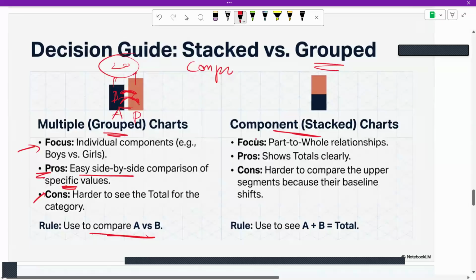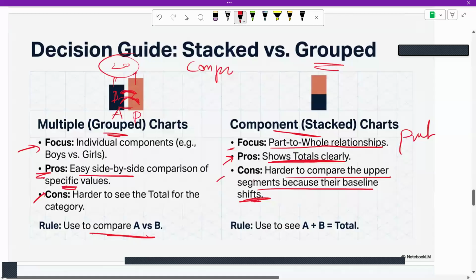A component stack chart focuses on the part to whole relationship. It means the proportion. If you want to find out the proportion, a component stack chart is fine. The advantage of this chart is that it shows the total clearly. And the disadvantage is that it's harder to compare the upper segments because of their baseline shift. Right?